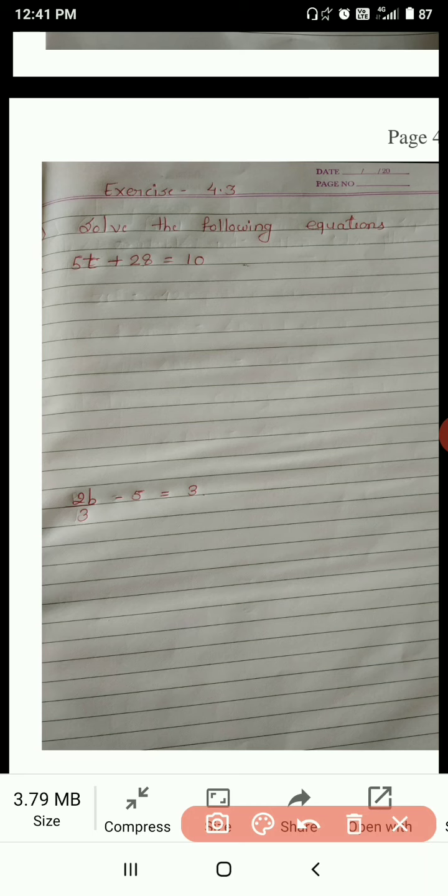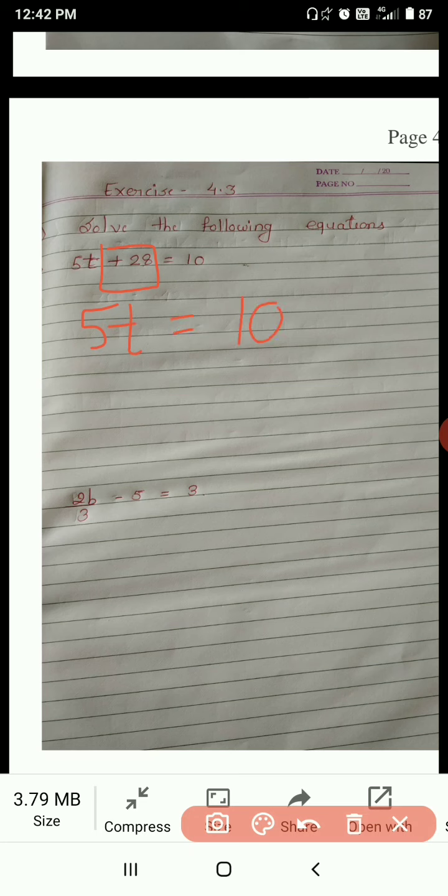So here the first term is 5t and the second number is plus 28 with the variable. So we want to remove 28 first because we cannot remove 5 first. Okay. First we have to remove 28. You can remove 5 also, but it will be complicated. Okay. So first we remove plus 28 from the equation. Then you will get 5t equals 10.